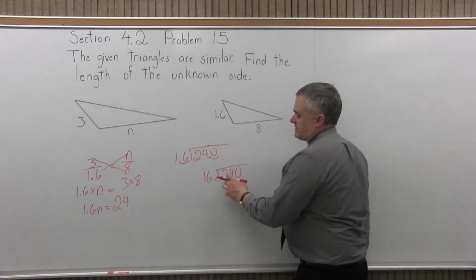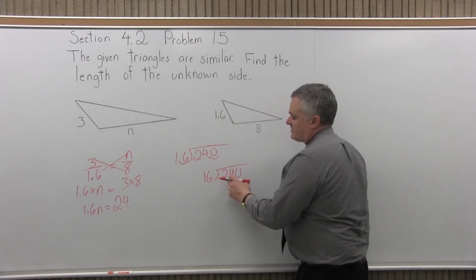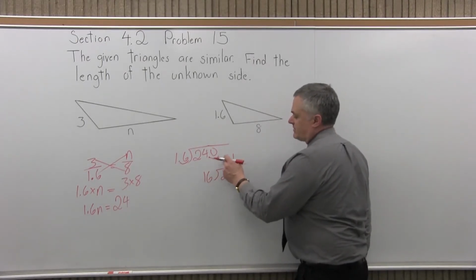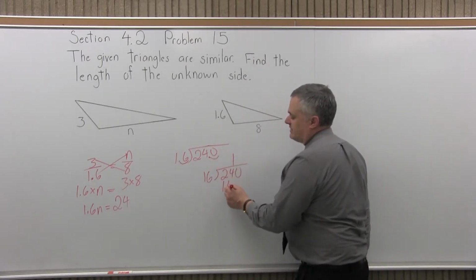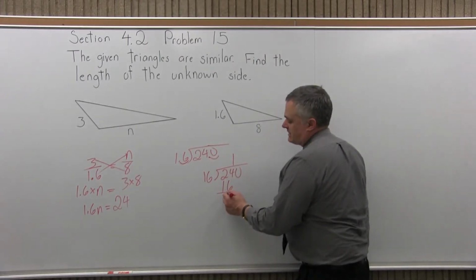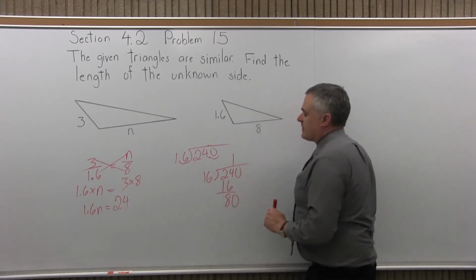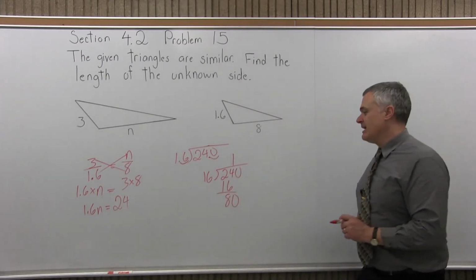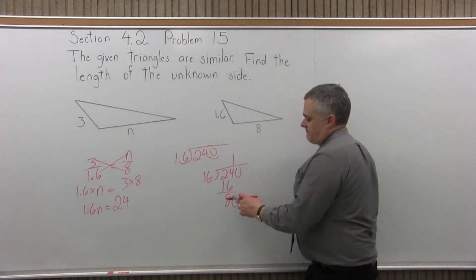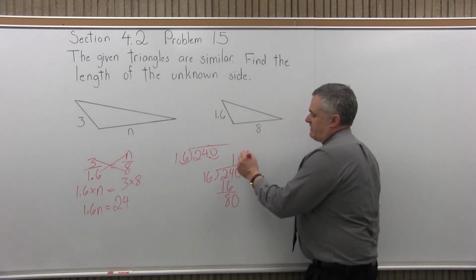So 16 divides into 2, it doesn't fit. 16 divides into 24, it will fit once. 1 times 16 is 16. Subtract, 24 minus 16 is 8. Bring down the next digit, which is a 0. Now 16 divides into 80. 5 should make it fit.